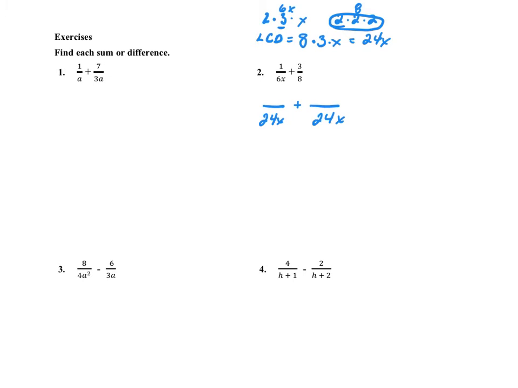Okay, so what did I have to multiply 6x by to get 24x? I had to multiply by 4. If I had to do it on the bottom, I have to do it on the top to keep the expressions equal. So this expression here turned into 4 over 24x. Over here, what did I have to multiply the 8 by to get 24x? I had to multiply by a 3x. So if I multiplied that by the bottom, I have to do it on the top as well. So over here, I'm going to get 9x. All right, so that's the tough part.